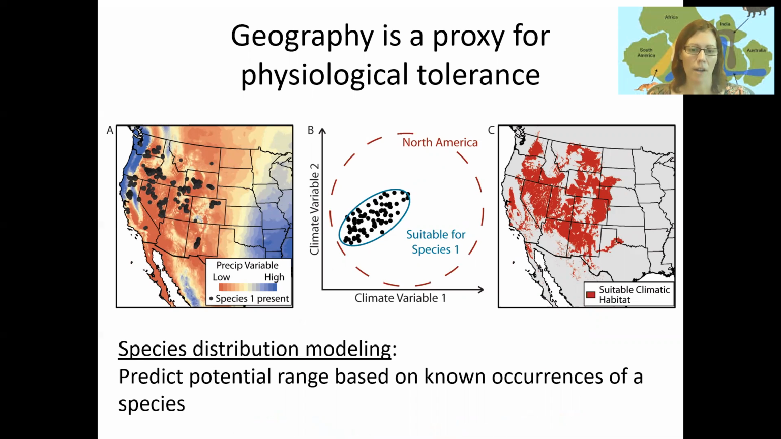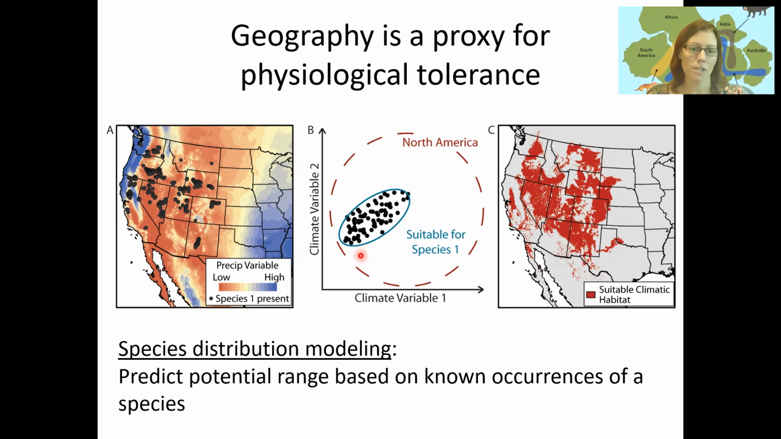What we would typically do is we have a bunch of distribution data for a particular species. We then extract, so these points exist in space. We also know something about the climate in those locations, in this case, precipitation, dry, wet. We might also know temperature, that we could put on another axis. Maybe we're focused on winter temperature, freezing temperatures. Maybe we're focused on summer maximum temperatures. Maybe we want to do all of those things.